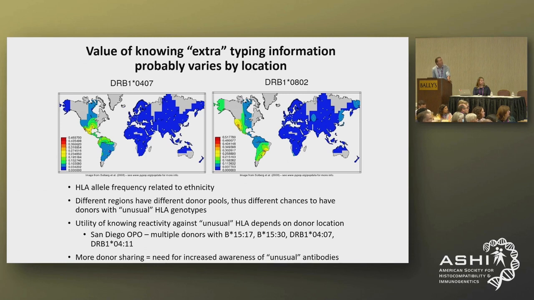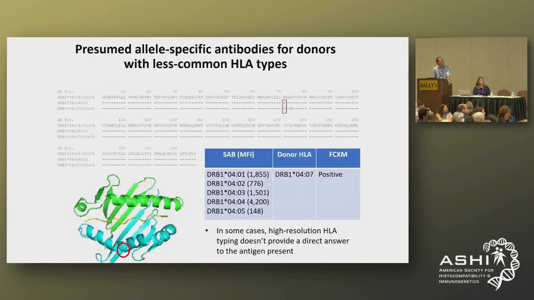The value of knowing that information probably varies by location. HLA allele frequency relates to ethnicity. For us in San Diego, we tend to see some high-resolution donor genotypes that are less common in other parts of the country, B*15:17, DRB1*04:07, DRB1*04:11. So it's really helpful for us to be able to evaluate that high-resolution genotype for some of these patients. And as donor sharing is increasing, we all need to have an increased awareness for unusual antibodies.